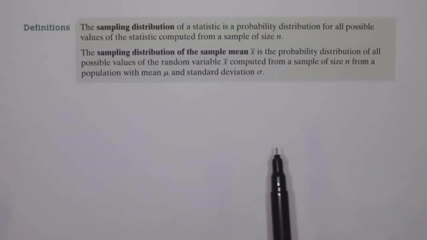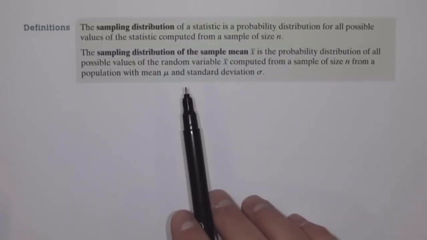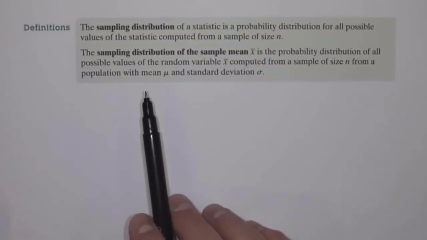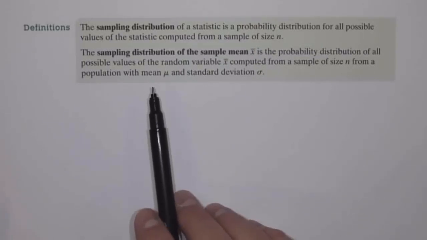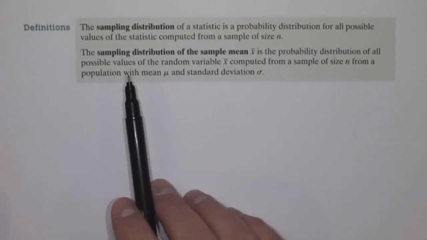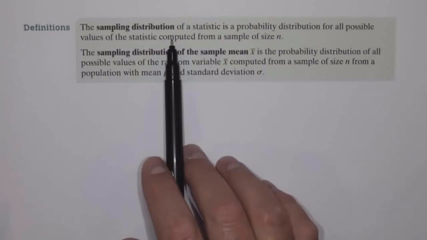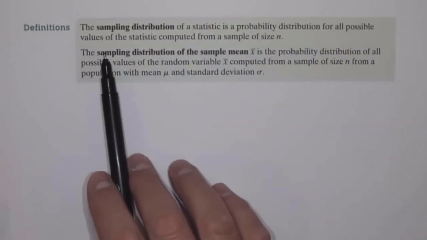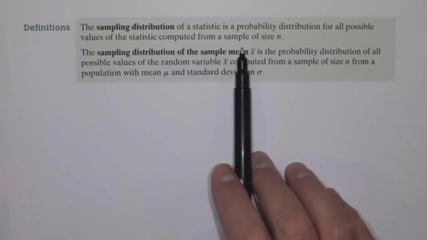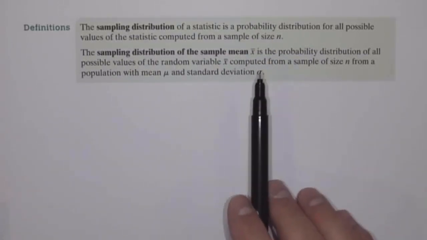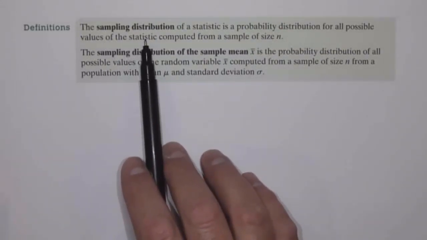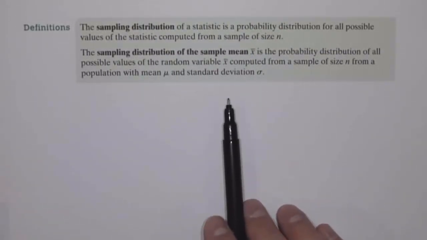In this video, we're going to discuss sampling distributions, which is the final tool that we're going to need before we begin inferential statistics. So what is a sampling distribution? Well, the sampling distribution of a statistic is a probability distribution for all possible values of the statistic computed from a sample of size n. So again, this says that a sampling distribution is a distribution of a statistic.